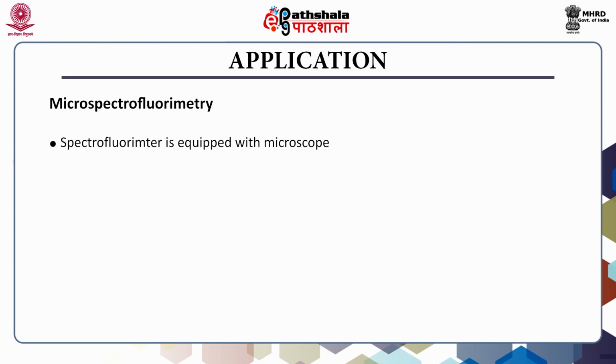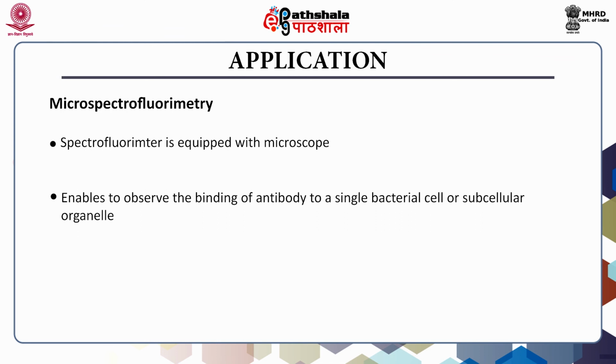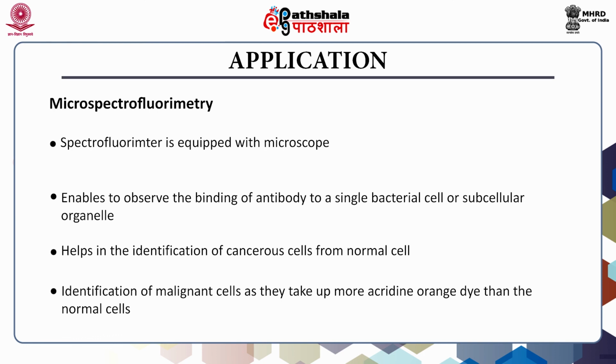A spectrofluorimeter equipped with a microscope enables observation of the binding of antibody to a single bacterial cell or subcellular organelle and also helps in the identification of cancerous cells from normal cells, as they express a different set of proteins for which fluorescent labeled specific antibody can be applied. Since some malignant cells have more nucleic acid content than normal cells, these malignant cells take up more acridine orange dye, which binds to the DNA and can be differentiated from the normal cells.